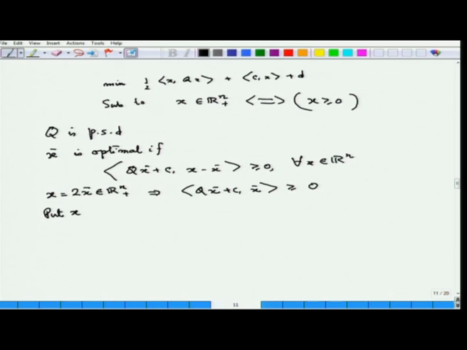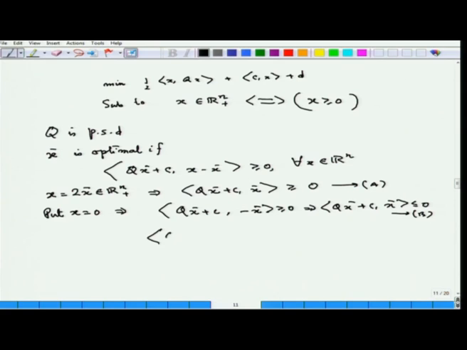Now, put x equal to 0. So, from this equation it will imply that Q x bar plus c, I first plugged in 2 x bar here and then plugging in x equal to 0 here, I will have minus x bar, greater than or equal to 0, which implies Q x bar plus c into x bar is less than or equal to 0. So, if I call this A and this B, A and B combined will give me Q x bar plus c times x bar is equal to 0. Now, what do I get from here immediately? From this condition, you will immediately show me Q x bar plus c times x is greater than or equal to Q x bar plus c into x bar, which is nothing but equal to 0, which you already know.